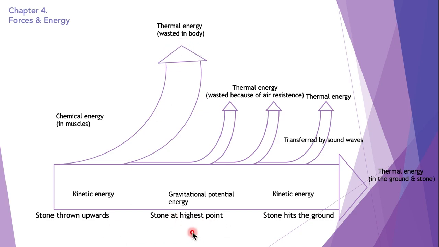When the stone reaches its highest point, gravitational potential energy is released. And some of the energy is wasted as well because of air resistance. This is not much, as you can see, compared to thermal energy in the body. It's very little. But then when the stone starts to fall downwards, kinetic energy is again released and thermal energy is also released because of air resistance.